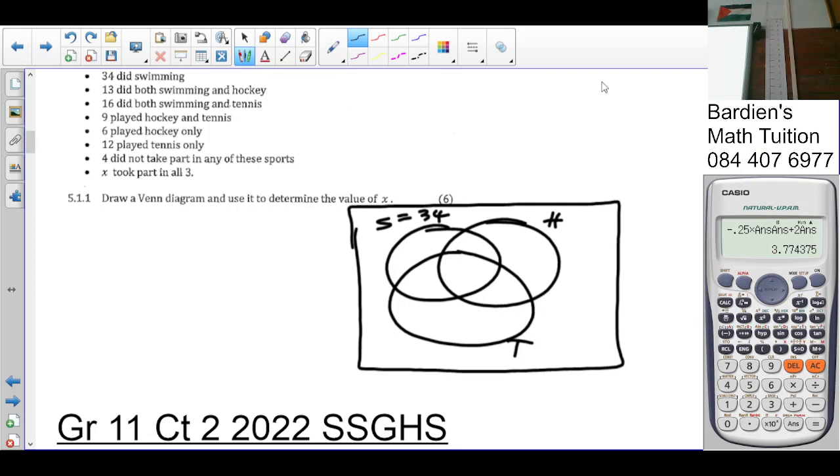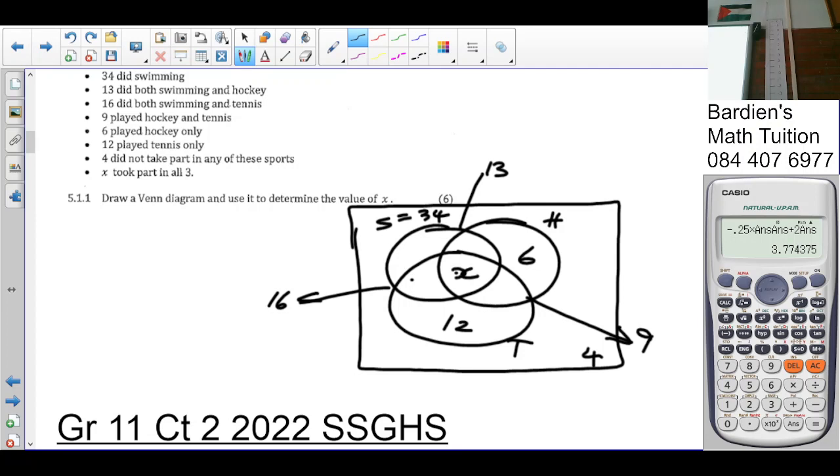Right, 13 did both swimming and hockey, so 13 comes here. Then 16 did both swimming and tennis. So that is those two. 16. 9 played hockey and tennis. 6 played hockey only. 12 played tennis only. 4 did not take part in any of these sports. 4 is on the outside. X took part in all 3.